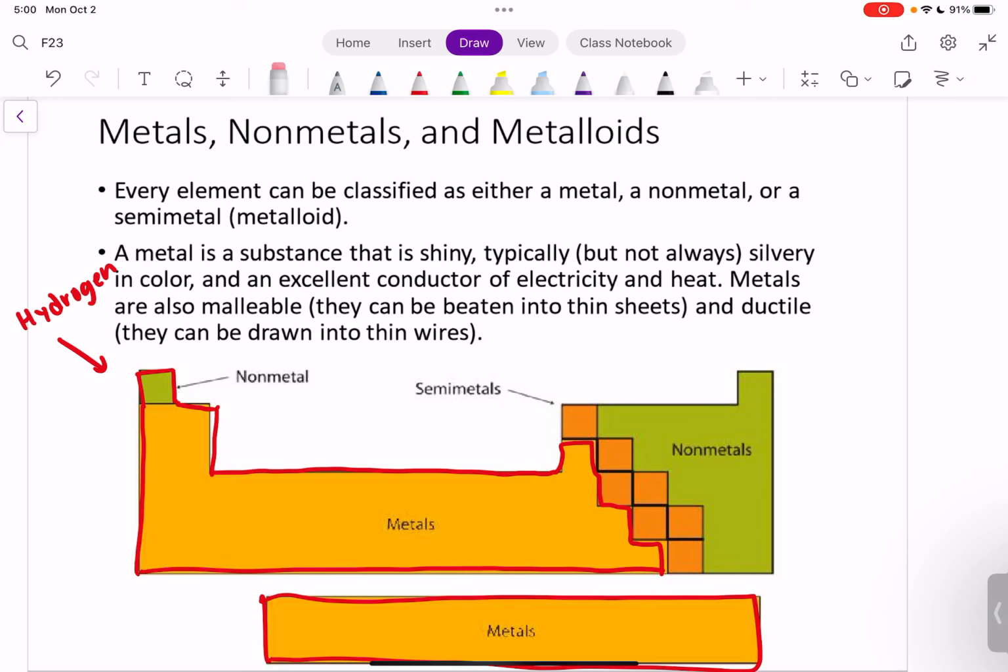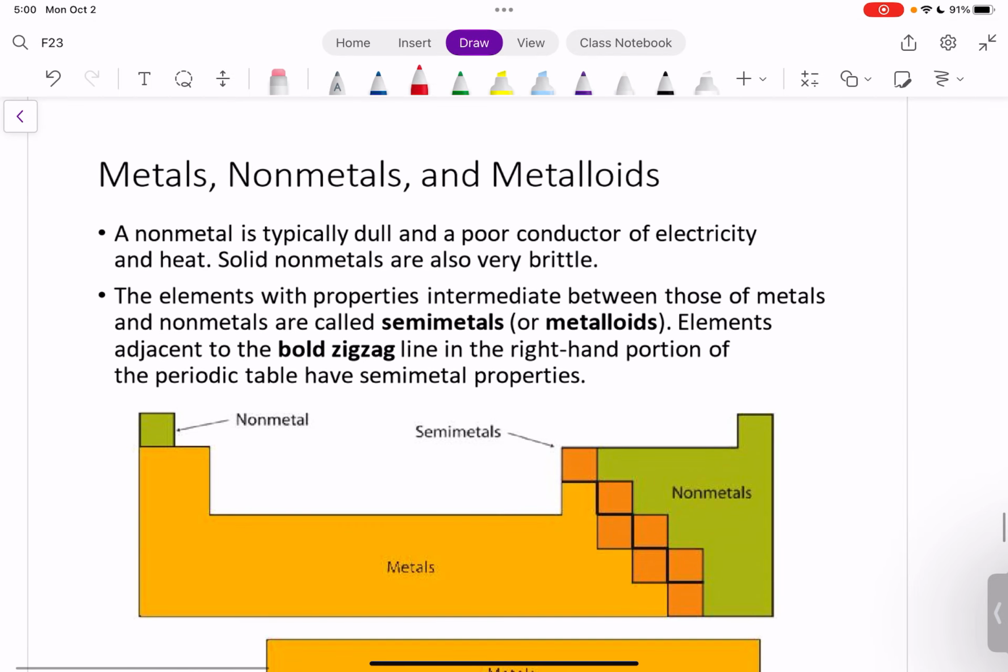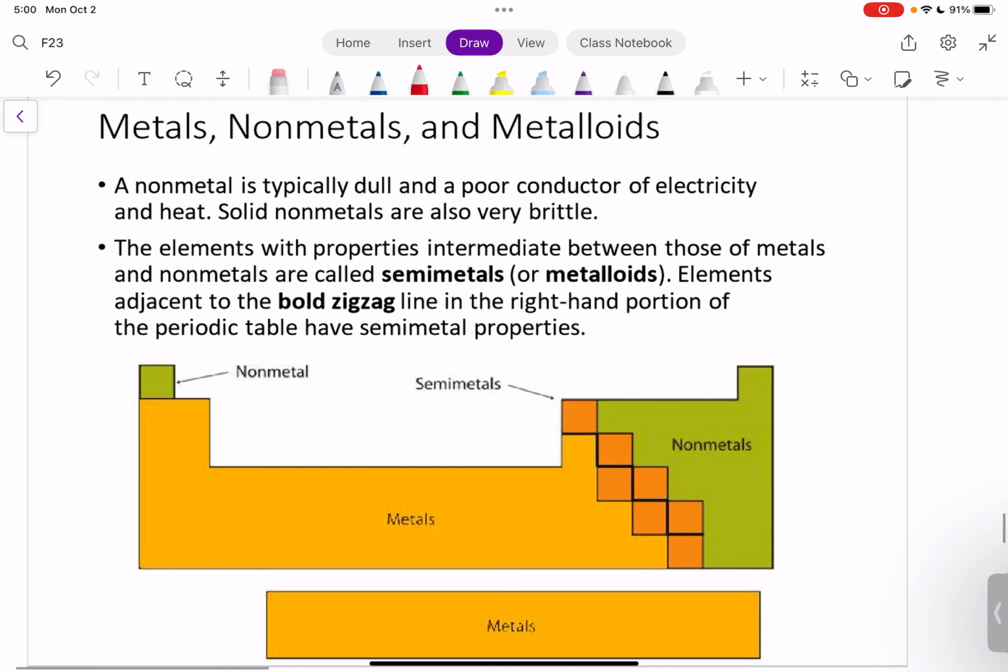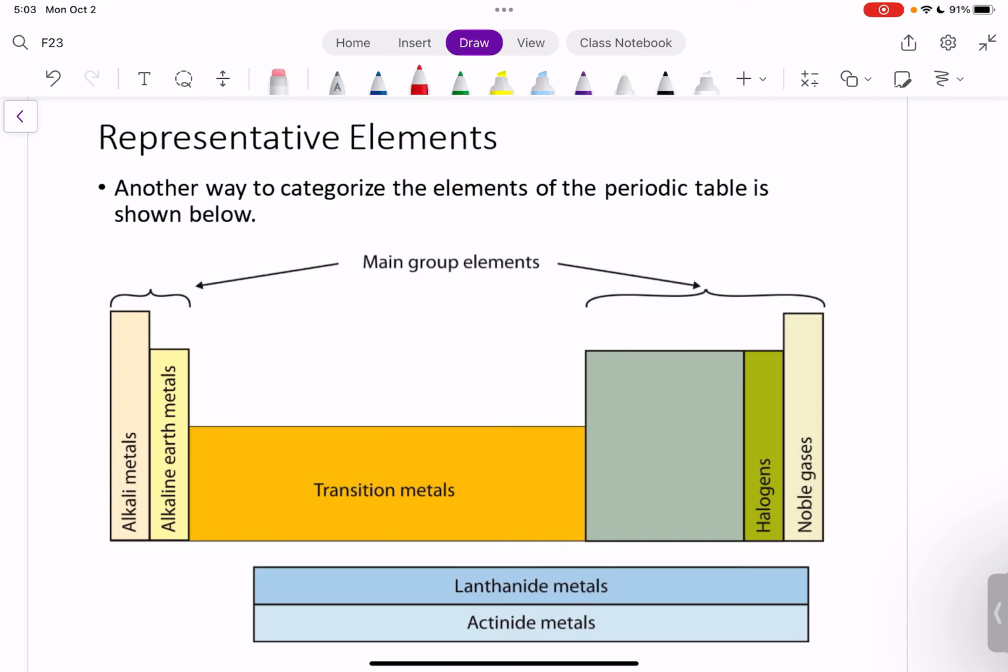All right, and then over here, this stair step is where the metalloids are. So in this orangey color here, these are our metalloids. They have properties similar to metals, and they have properties similar to nonmetals. They're like in the middle. Nonmetals, on the other hand, are typically dull, really poor conductors of electricity and heat. And the solid nonmetals are also really brittle.